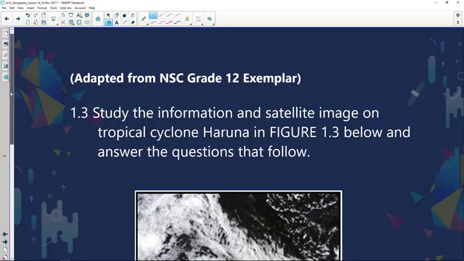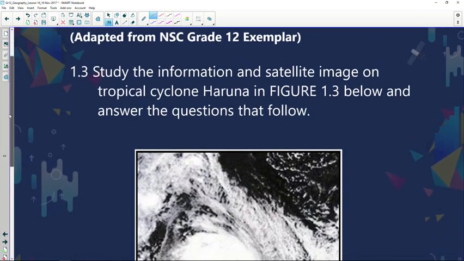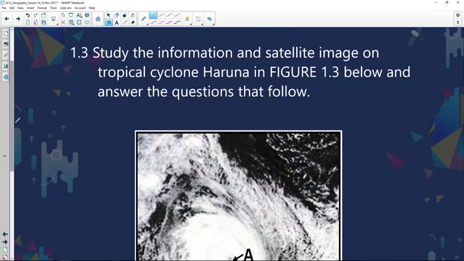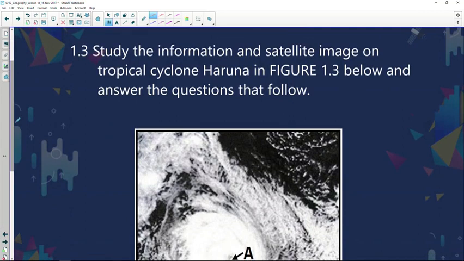Now, if you look at question 1.3, it shows us a satellite image of a tropical cyclone. First of all, what do we know about tropical cyclones? It's a low pressure system developing in tropical areas from 5 degrees to 25 degrees north and south of the equator. And it consists of a name, and the name indicates how many cyclones there have been in the season so far.